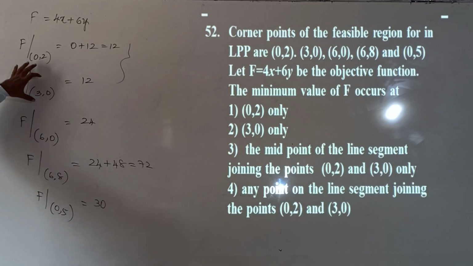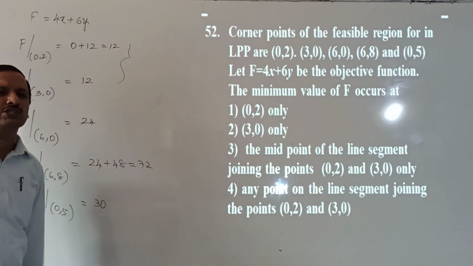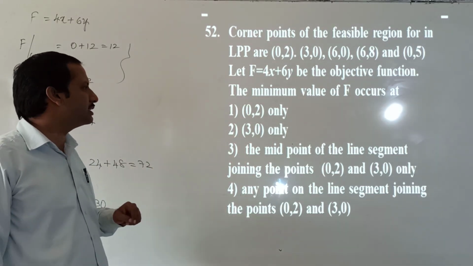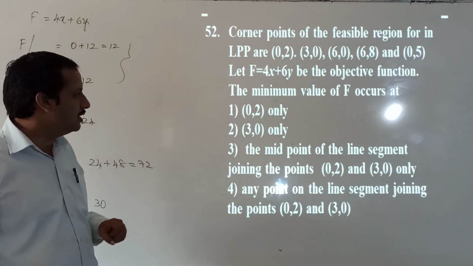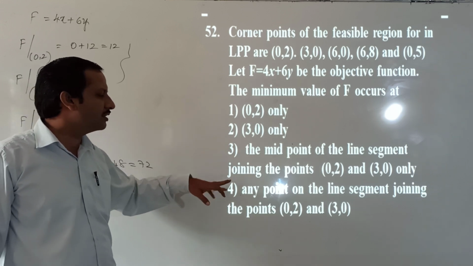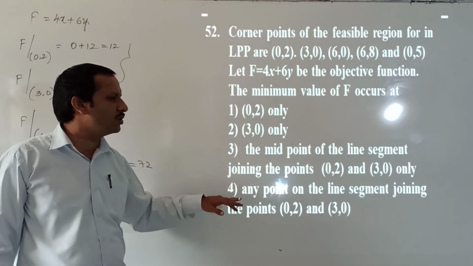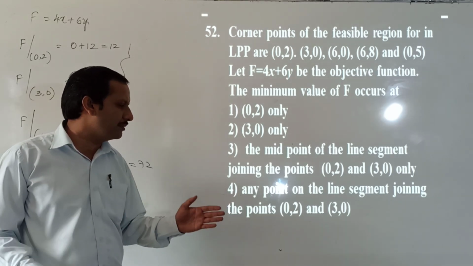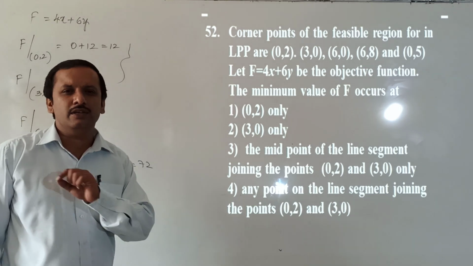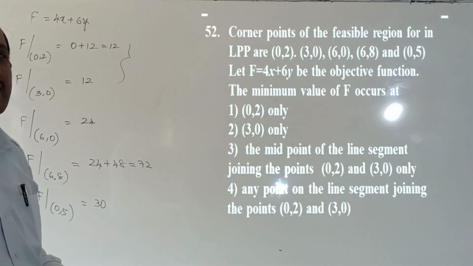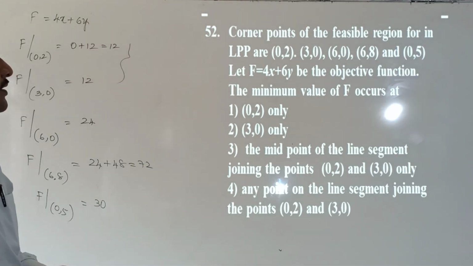When I say minimum occurs at these 2 points, not only these 2 points, you can choose any point on the line joining these two. At every point on that line, it will attain its minimum between these 2 points. So 0, 2 only, not the correct answer because you have seen 3, 0 also. 3, 0 only, that's not correct. The midpoint of the line segment joining the points 0, 2 and 3, 0 only, again that is not true. It happens on any point on the line segment between 0, 2 and 3, 0. On that line, you take any point, including those 2 points, you will see that the function attains its minimum at that point.